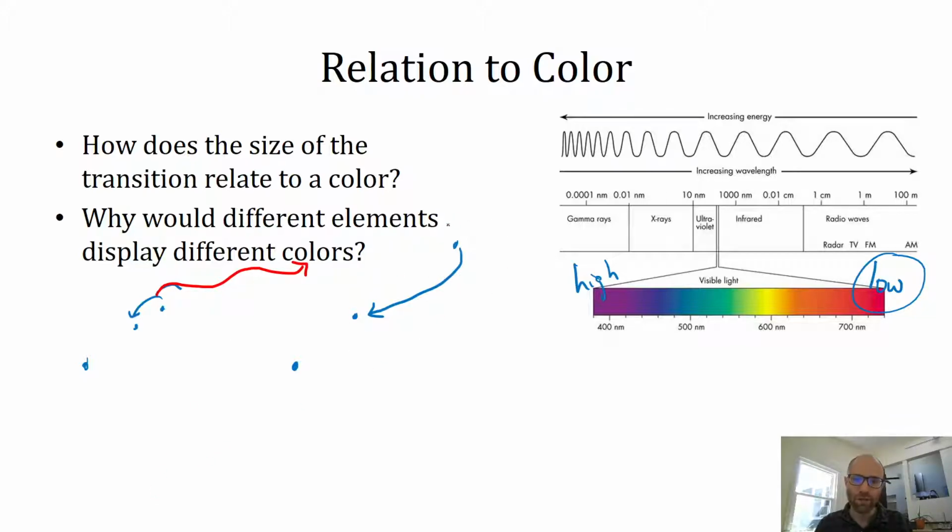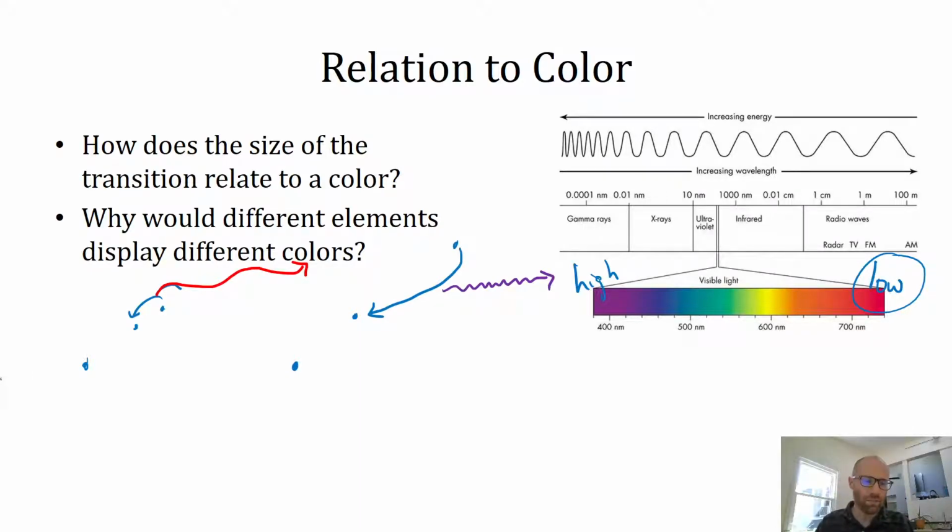And then when you have a larger jump, that's a high energy change, and that would indicate, say, a purple light with a much smaller wavelength is released. So in a way, that's kind of your explanation for where the colors come from. But why the different size jumps?